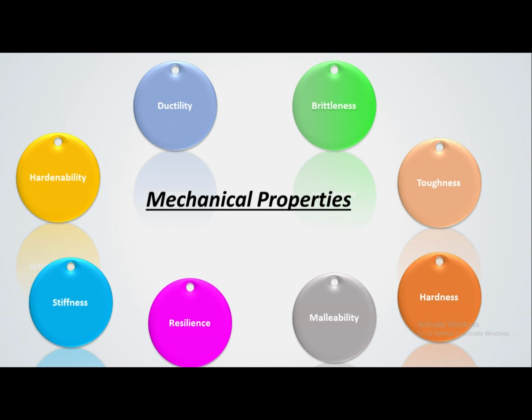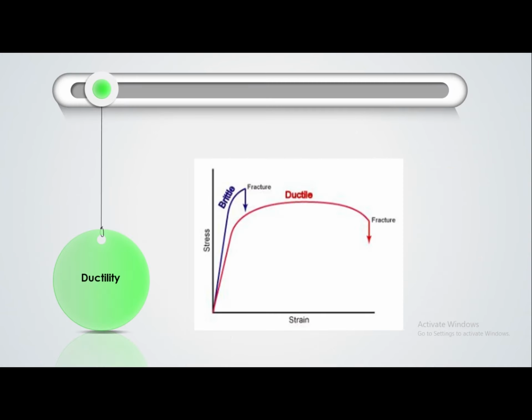Now let's talk about the types of mechanical properties. Number one is the ductility. The ductility of a material is a measure of the extent to which a material will deform before fracturing. The amount of ductility is an important factor when considering forming operations such as rolling and extrusion.